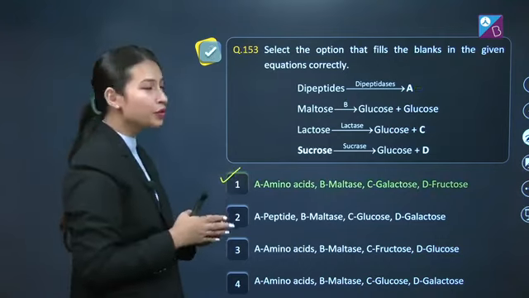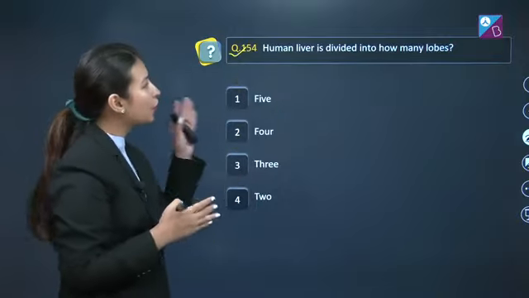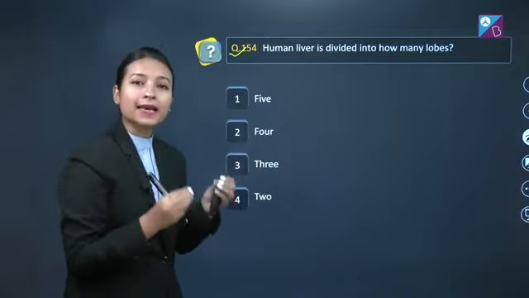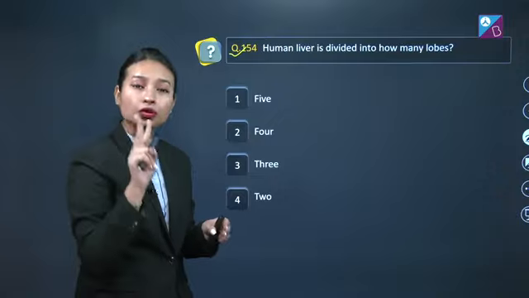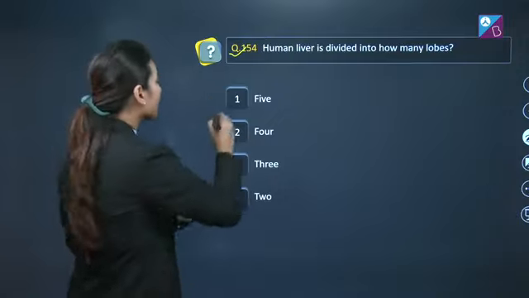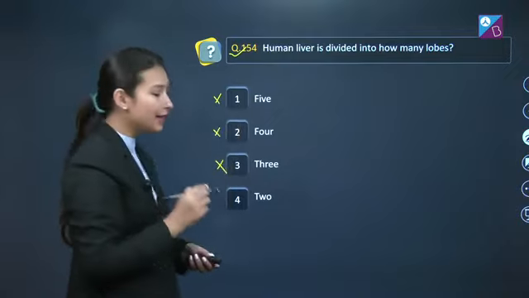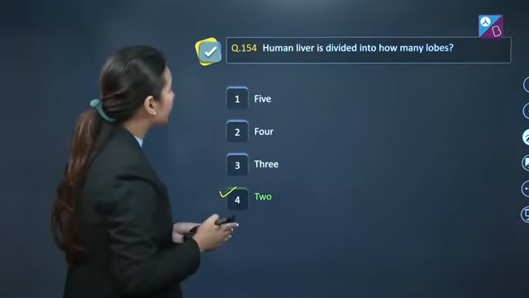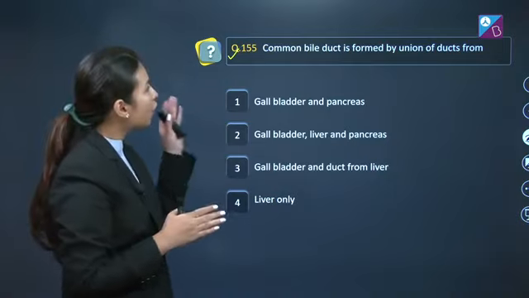Now let's move on to the next question, question number 154, which states: human liver is divided into how many lobes? So students, NCERT में भी ये लिखा है that human liver is divided into 2 lobes, that is left and right lobes. So that's why option number 1, 2 and 3 are incorrect and our correct answer is option number 4.